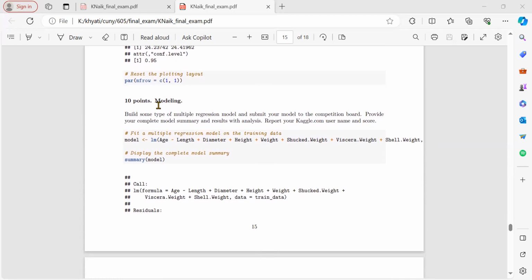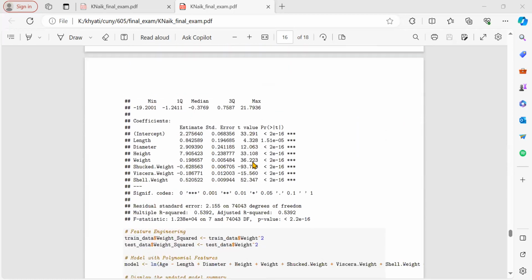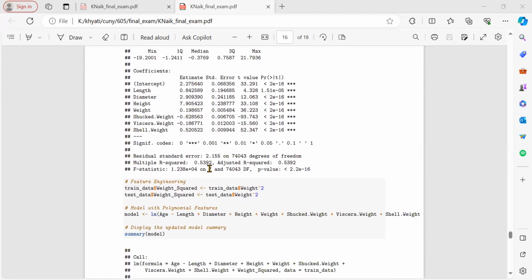Moving on to our modeling segment, we are trying to fit the multiple regression model. This will be our initial multiple regression model, which provides a good baseline. And as we can see, our R-square is 0.53. So it explains approximately 53% of the variability in age and demonstrates statistical significance. The inclusion of various predictors along with their interaction contributes to capturing the complexity of the relationship.